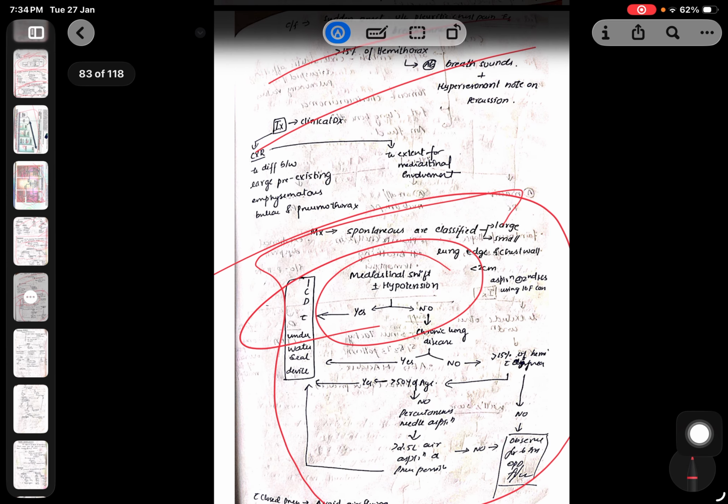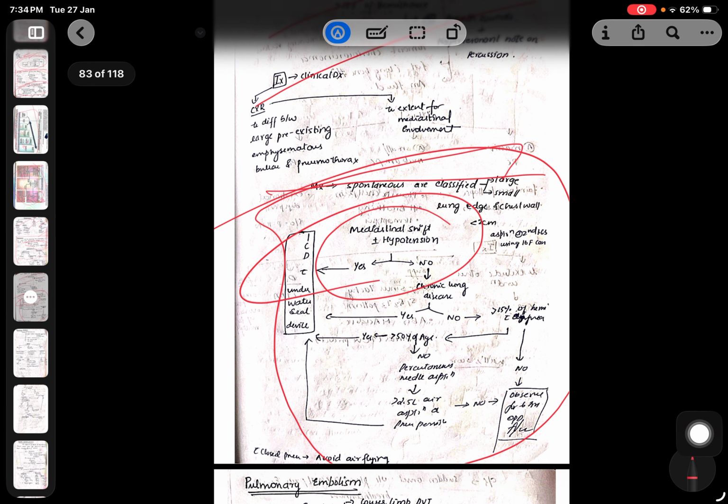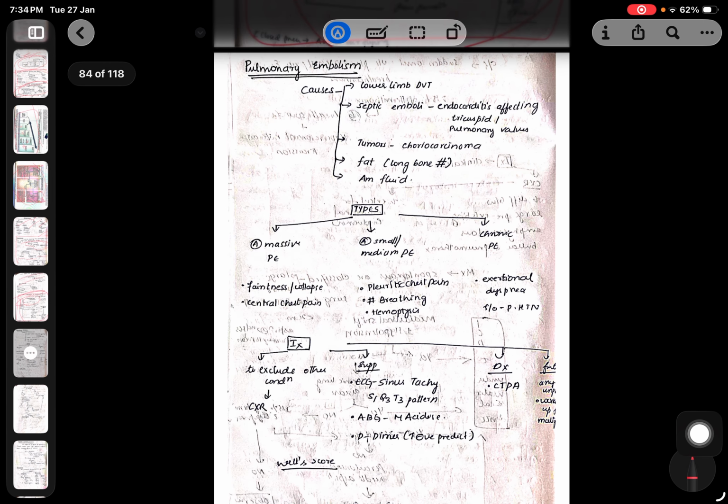I'm not explaining it because this is self-explanatory, and I'm sure many of you know it, so I don't want to waste time. The aim is to cover the things where there are concepts, and leave those parts you can study on your own. Then pulmonary embolism, it's a 5 marker question.